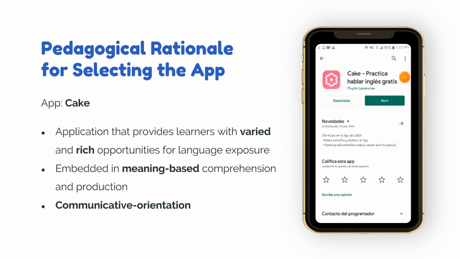The name of the application we will be evaluating today is Cake. Yes, it is a very interesting and unique name. And these are the three elements that were considered as a pedagogical rationale for selecting the app. First, the application had to provide learners with varied and rich opportunities for language exposure. Two, it had to be embedded in meaning-based comprehension and production. And three, it had to have a communicative orientation.